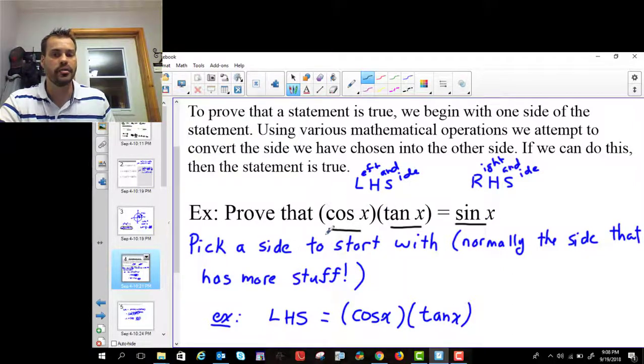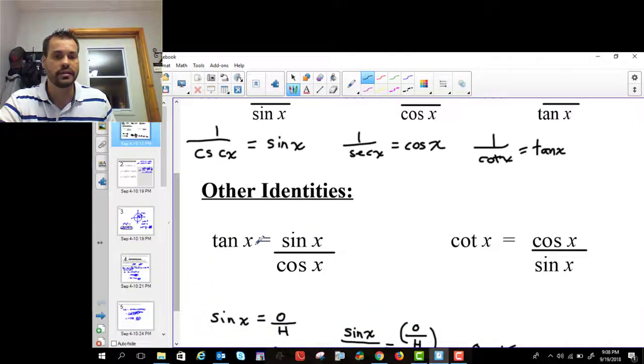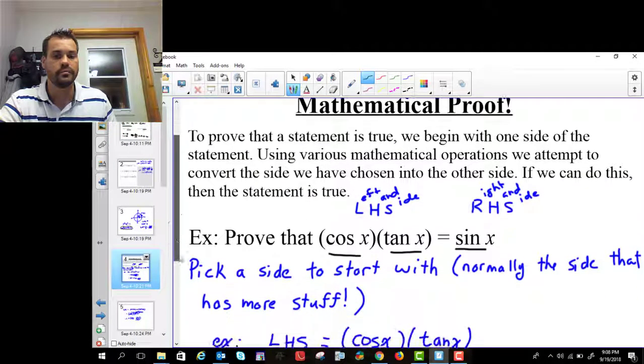So the way that I write out the proof is I always start by saying what side I'm going to start on. So I'm going to start on the left-hand side. And the left-hand side is equal to, right now, cosine x times tan x. I'm trying to prove that this is equal to sine x. So what I'm going to do is go back to my identities. I'm going to look at this one right here. Tan x equals sine x over cosine x. I know that's true. And I'm going to replace it in here.